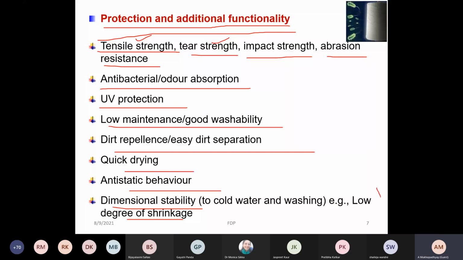Now, at present, many sportswear are made out of warp knitted fabric, because warp knitted fabric is dimensionally more stable than weft knitted fabric. If you are given a choice between warp knitted and weft knitted, in many places the warp knitted fabric has replaced the weft knitted fabric because it is dimensionally more stable.